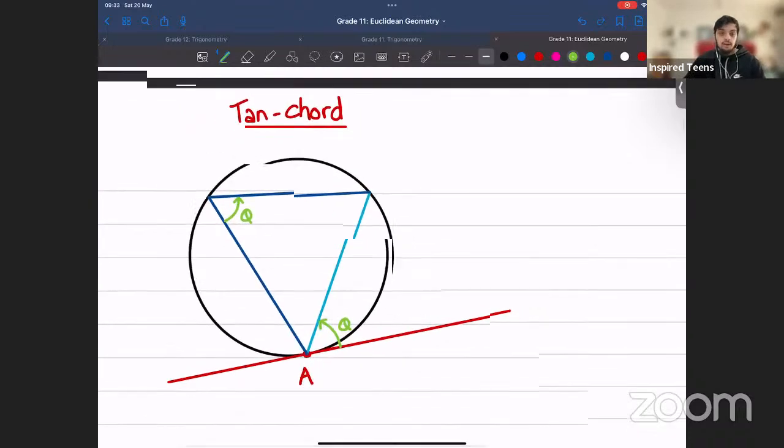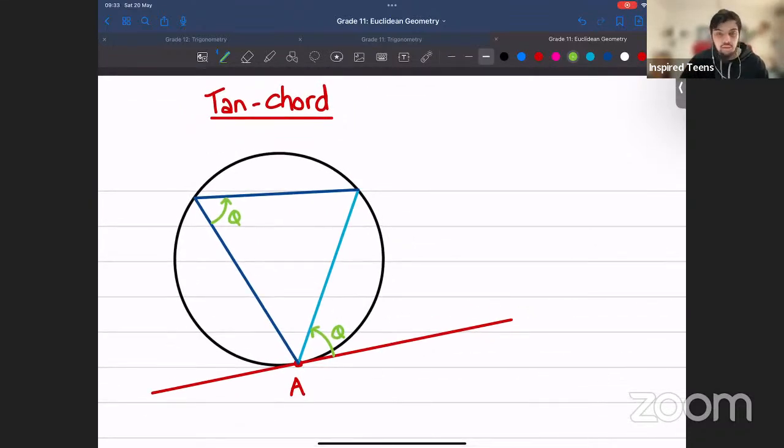Okay, let's go through that one more time. The tan chord theorem involves a tangent. I drew my tangent at A. A tangent line only touches once. It touches at A. And the tan chord theorem states that the angle between the tangent and the chord is equal to the angle subtended by the chord.